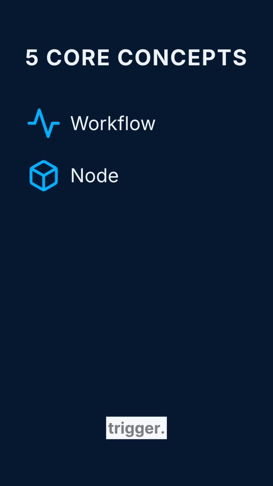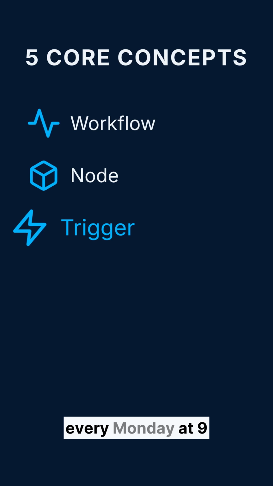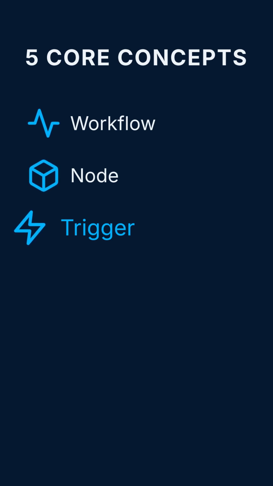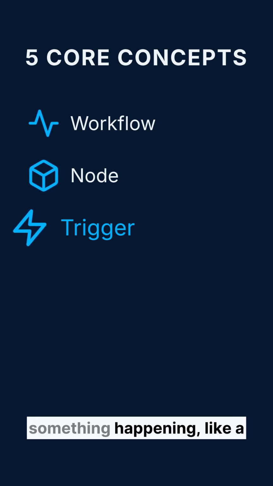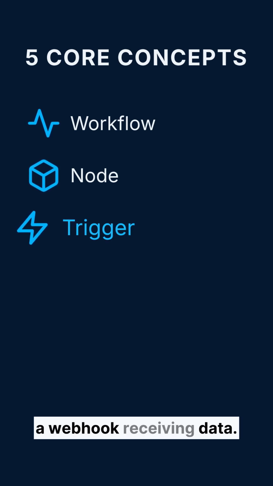The third word is trigger. A trigger is the first node in any workflow. It is the event that tells N8N, start now. Without a trigger, nothing happens. Triggers come in 2 types. Scheduled triggers run on a timer, every hour, every Monday at 9 a.m. Event triggers respond to something happening, like a form being submitted or a webhook receiving data.